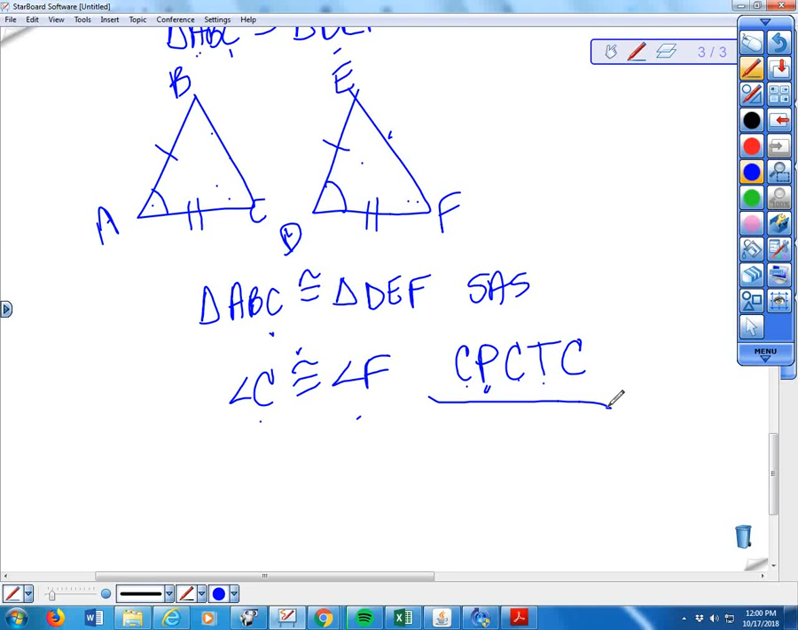If you prove them congruent triangles, the corresponding parts must be congruent. Okay? It's not hard, it's just logic. You've got to prove the triangles are congruent before you can prove the corresponding parts are congruent. Okay?